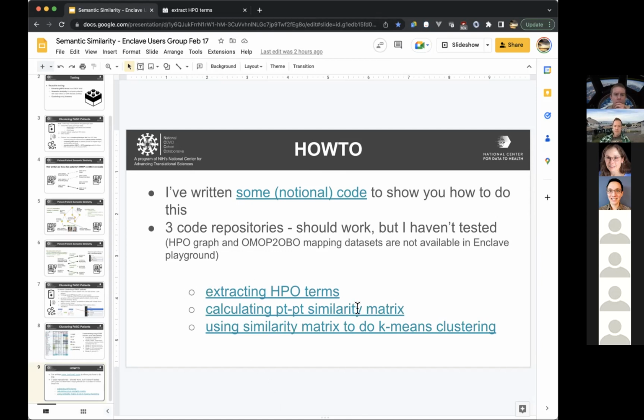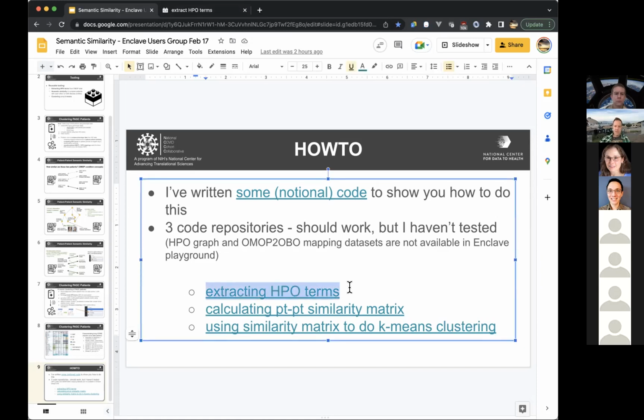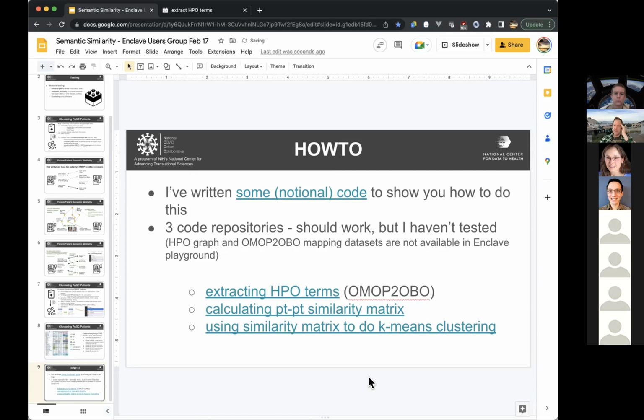So my intention anyway is to just break off those Lego pieces. And if people want to reuse the code, you could probably just look at these 3 code repositories and copy paste them or fork the code and hack them up to do what you want to do. But I thought it might be useful to actually walk you through the code. The 3 steps here start with extracting HPO terms. Like I said, I should have written just the OMOP to OBO part of that. There are other ways of getting HPO terms, but here we'll just be using OMOP to OBO.